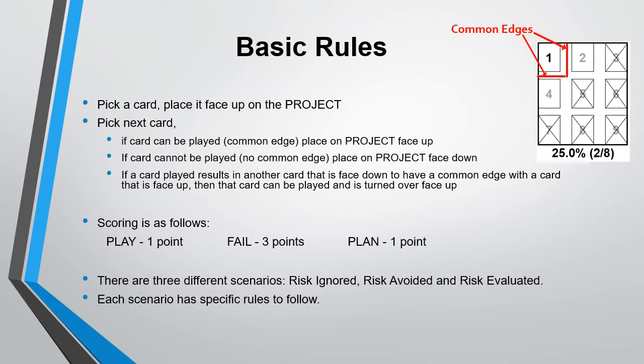The diagram shows the common edge for the card 1. It is 2 and 4. The scoring is as follows: play, 1 point; fail, 3 points; plan, 1 point. There are 3 different scenarios: risk ignored, risk avoided, and risk evaluated. Each scenario has specific rules to follow, which we'll cover next.